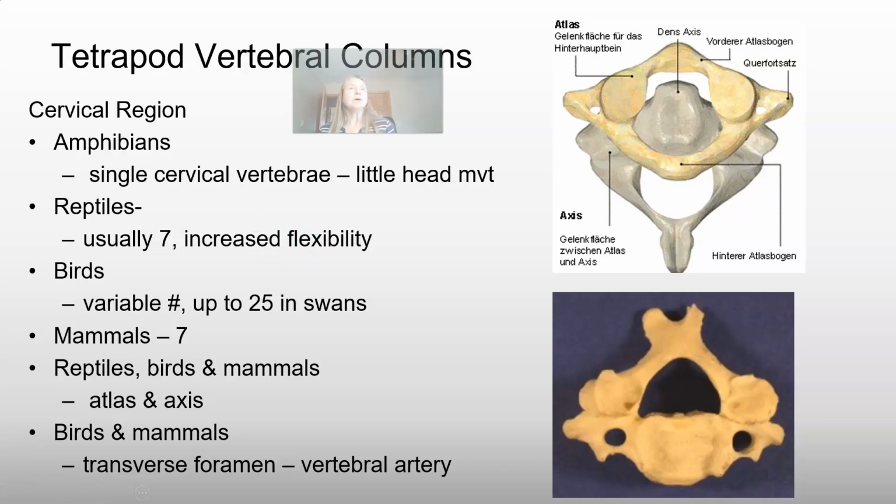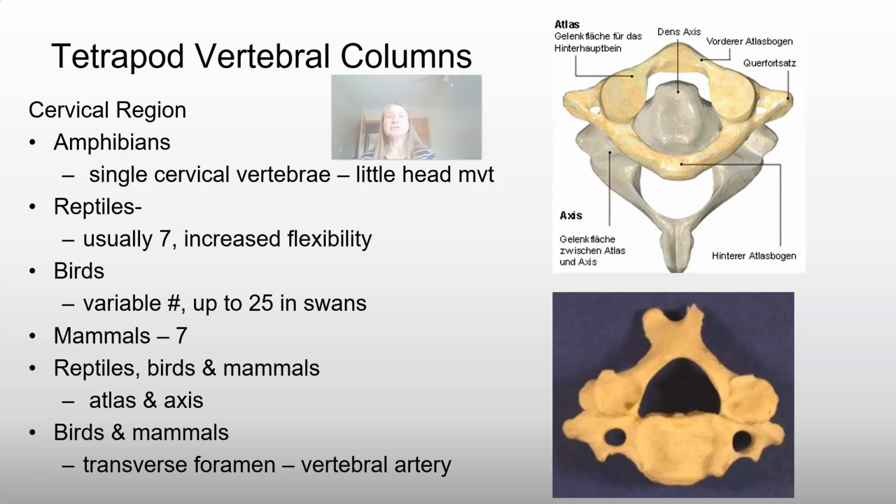All right. So when we're thinking about vertebral columns in tetrapods, again, we have cervical, thoracic, lumbar, sacral, and caudal regions. In the cervical region, we're going to start there. Amphibians have a single cervical vertebra, and there's not a whole lot of head movement. If you watch a salamander trying to move around, it doesn't move its head a whole lot. So single cervical vertebra, not a lot of head movement.